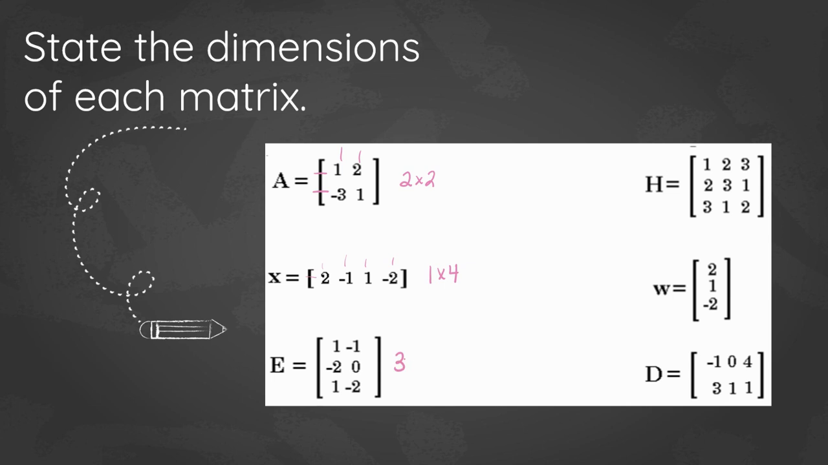Letter E would be a 3 by 2. Letter H would be a 3 by 3. W would be a 3 by 1. And D would be a 2 by 3. All right, hope you got all those. Hope this is making sense for you. You just have to remember rows first, then columns, okay?